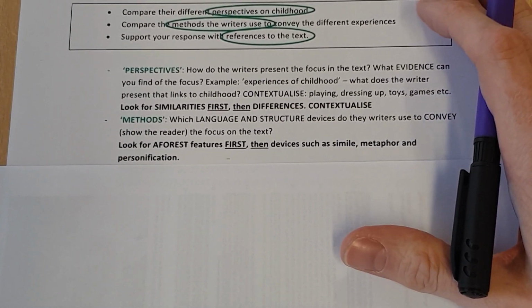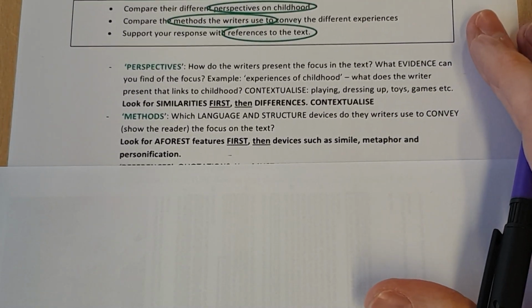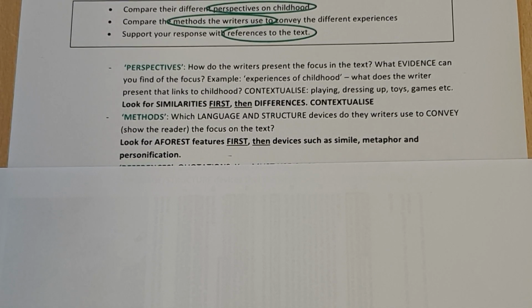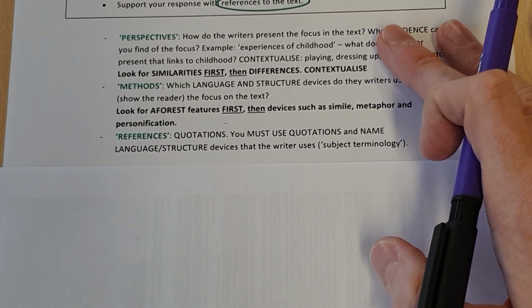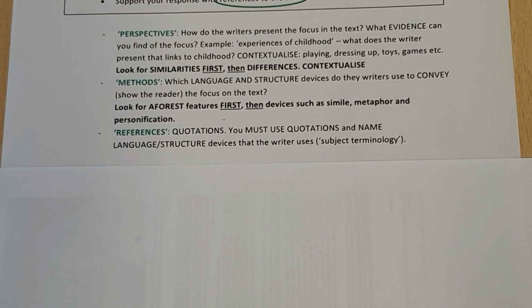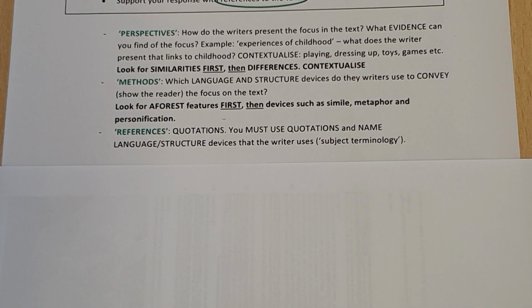And again, look for those aphorist features first and the non-fiction features first, and then devices such as simile, metaphor, personification, etc. Your more literary devices, your more expressive devices. And references, as I said before, quotations. Now, on the mark scheme, it explicitly says references to subject terminology.